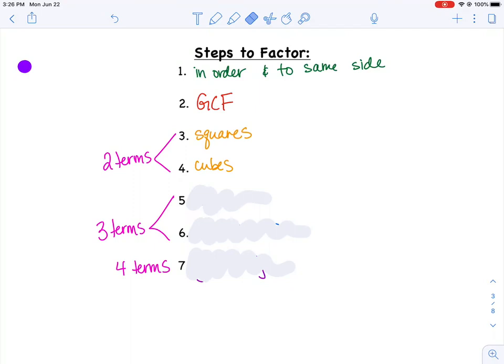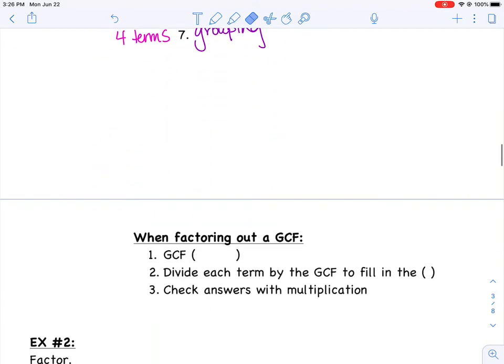If there are 3 terms in your problem, then you're either going to try to factor by basic factoring, or you're going to factor using a technique I like to use called bottoms up. If there are 4 terms, 1, 2, 3, 4 pieces separated by a plus or minus sign, then you're going to factor using a technique we called grouping. Okay, now that we have those steps, I want you to follow those steps every single time you do a factoring question. Let's do some.